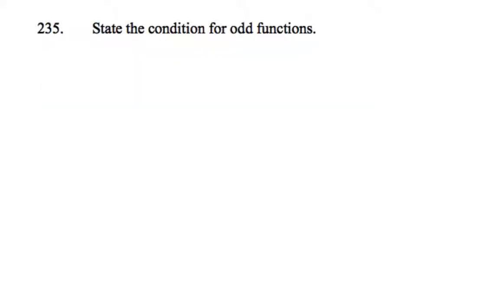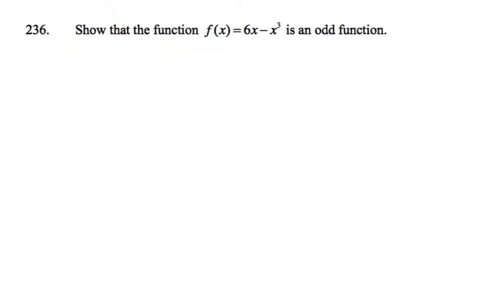State the conditions for an odd function. In this case, f of minus x equals minus in front of f of x. Let's see how that works. This is a typical example here to show you. Show that the function f of x equals 6x minus x cubed is an odd function.